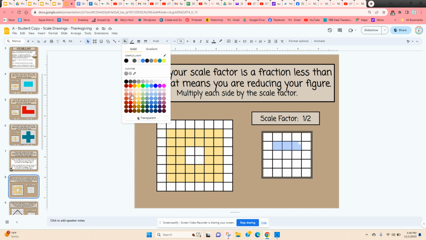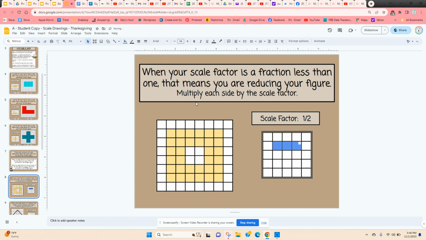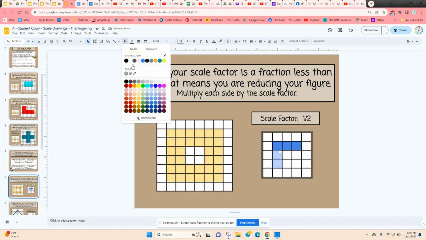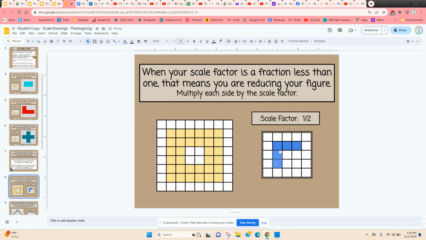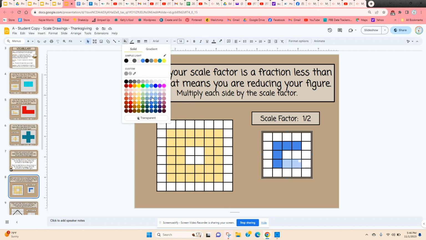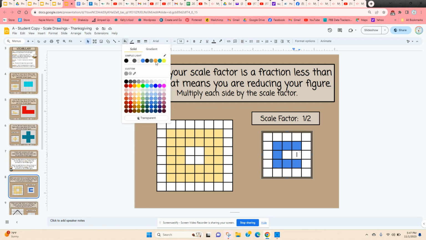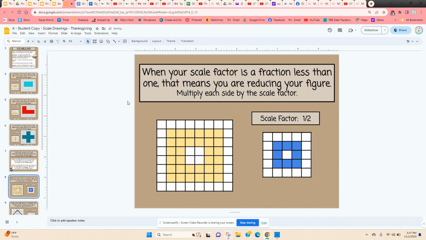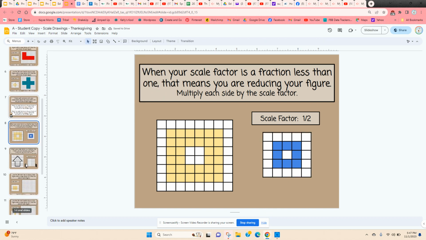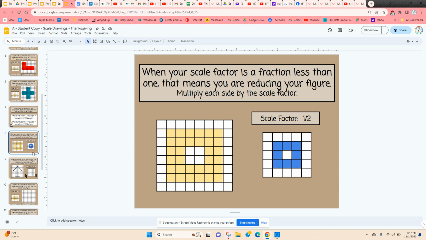So here, if you divide these sides that are 6 by 2, you're going to get 3. And then there'll just be a blank in the center. And it's going to look just like this. And that's when the scale factor is a fraction less than 1.